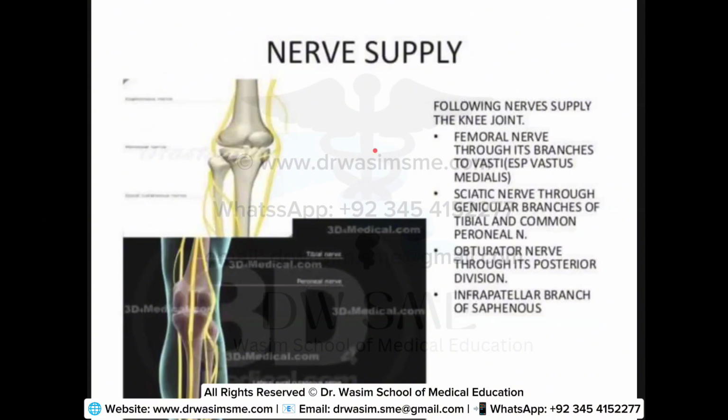So regarding the nerve supply, the following nerves supply the knee joint. We have the femoral nerve, the sciatic nerve, obturator nerve, and infrapatellar branch of the saphenous nerve. Now, out of these, the saphenous nerve is very important because with reference to the femoral nerve, which I have explained, it divides into anterior and posterior branches, and then later on it becomes the saphenous nerve. So all this area is primarily supplied by the saphenous. However, there are small contributions on the medial and the posterior aspect by these nerves as well.